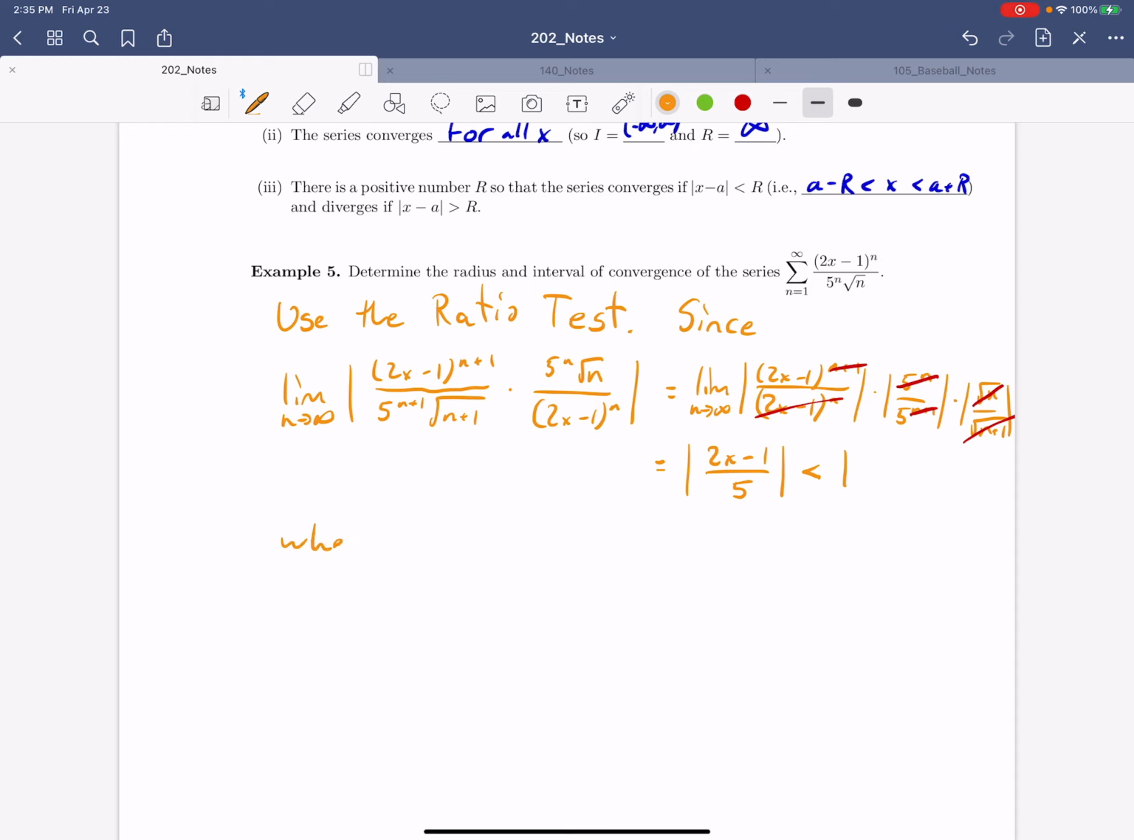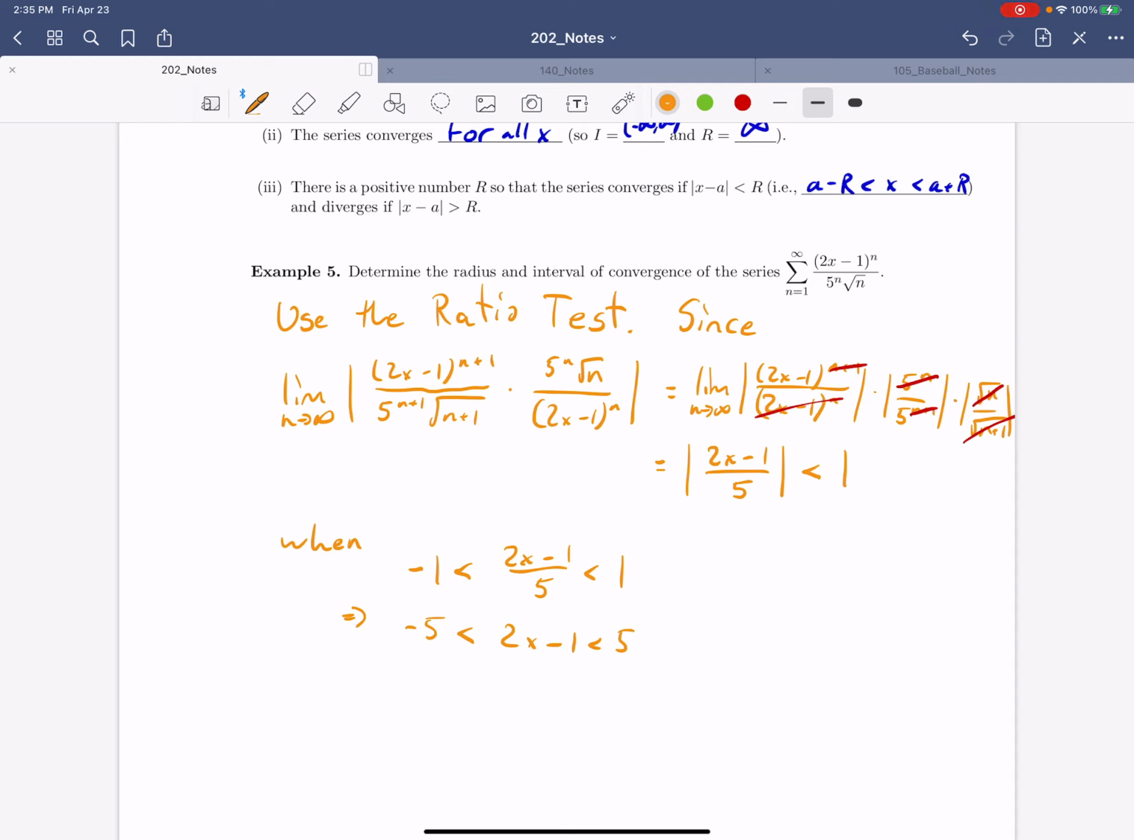When is this true? Well, it's true when negative 1 is less than 2x minus 1 over 5, which is less than 1. You see what I did there? I just sort of reflected the 1 to the other side, made it negative, and got rid of the absolute value signs. And then this, of course, implies negative 5 is less than 2x minus 1, which is less than 5. You see how we just multiplied by 5?